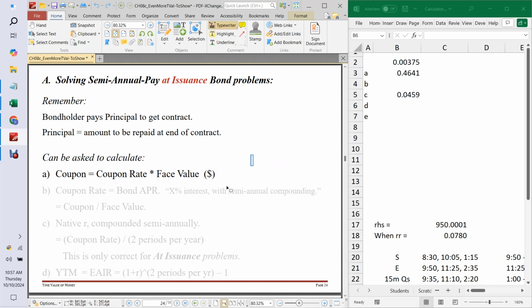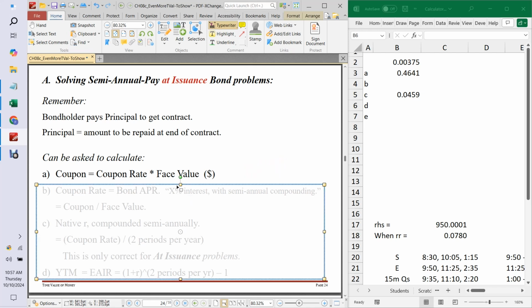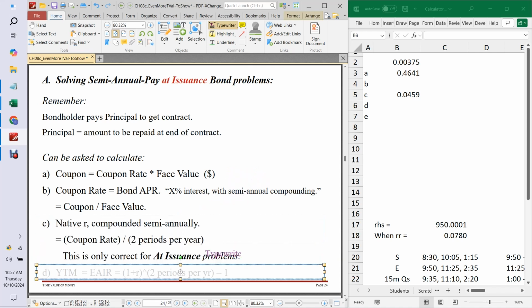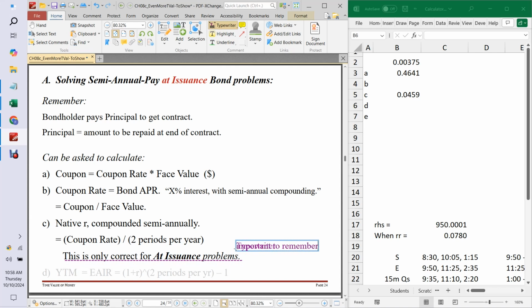So you may have to calculate the coupon. That's the coupon rate times the face value. You may be asked to or need to compute the coupon rate, which we know as the bond APR, and that's just the coupon over the face value. And then the native R, we can get, in this case, from the coupon rate divided by 2 periods per year. And this is only going to work for at issuance problems. Okay, so this is really important to remember. And then, once we know the native R, we can compute the yield to maturity.